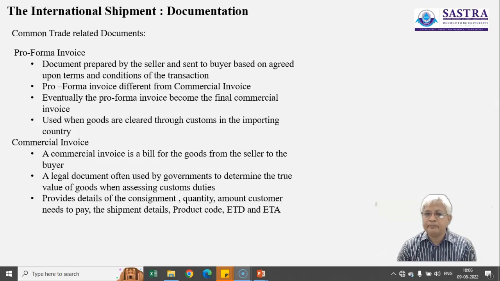Along with it, the agreed upon price, and along with the price, very important, is the terms of sale. We will study what the terms of sale are, which is very elaborate. Next is, what are the terms of payment? How will the buyer make the payment for the goods shipped by the supplier? Well, the quantity details are also mentioned. With this, most of the details have been covered.